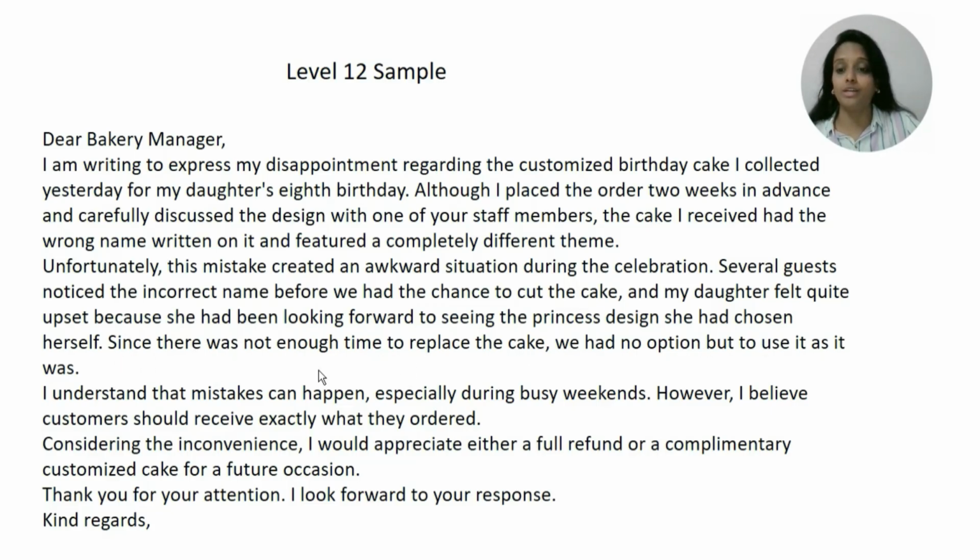And my daughter felt quite upset because she had been looking forward to seeing the princess design she had chosen herself. Since there was not enough time to replace the cake, we had no option but to use it as it was. I understand that mistakes can happen, especially during busy weekends. However, I believe customers should receive exactly what they ordered. Considering the inconvenience, I would appreciate either a full refund or a complimentary customized cake for a future occasion. Thank you for your attention. I look forward to your response. Kind regards. You can write your name here.